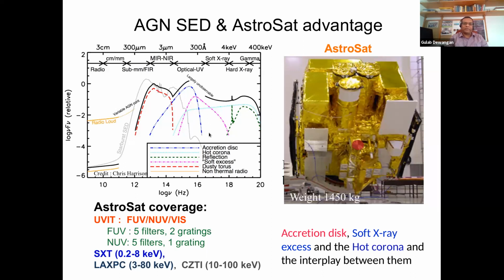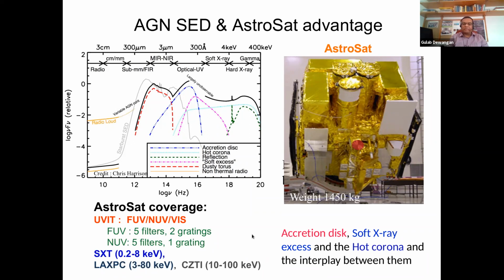And how does that connect to soft X-rays, which one can probe with the soft X-ray telescope, which works in the 0.2 to 8 keV band. And of course, at hard X-rays, we have the large area X-ray proportional counter sensitive in the 3 to 80 keV, and one can again use this instrument to study bright AGNs. CZTI is not really sensitive enough for AGN studies. So usually one uses the ultraviolet imaging telescope, soft X-ray telescope, and LAXPC for the brightest AGNs.